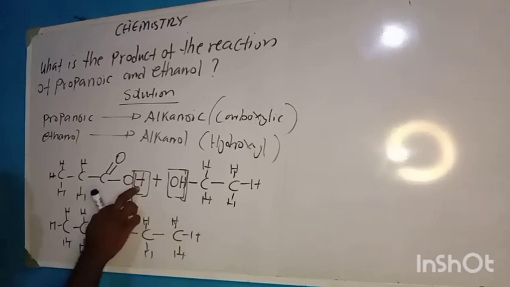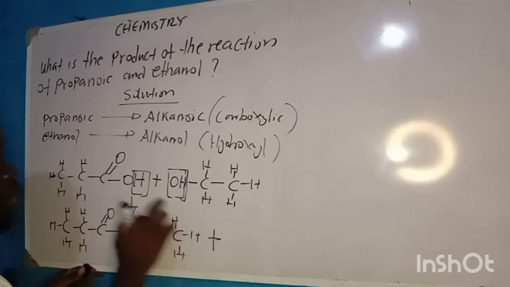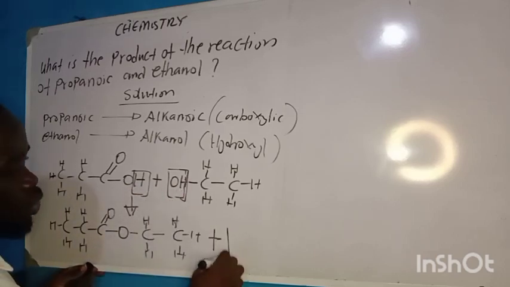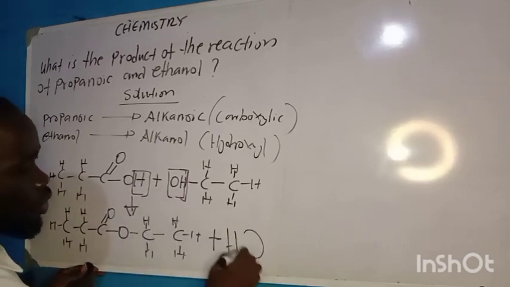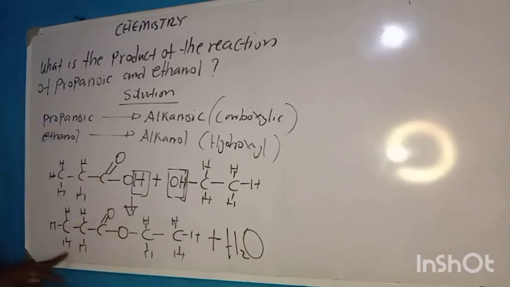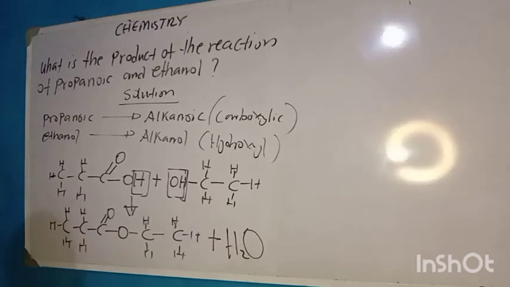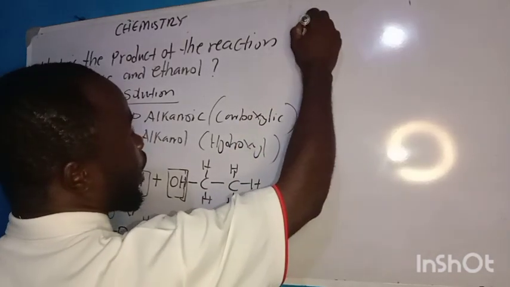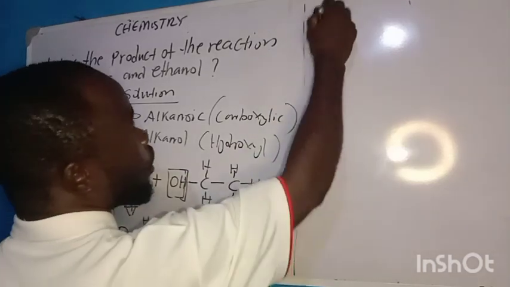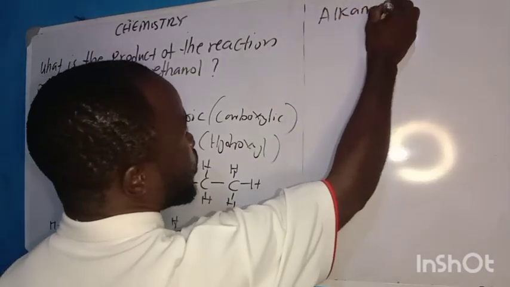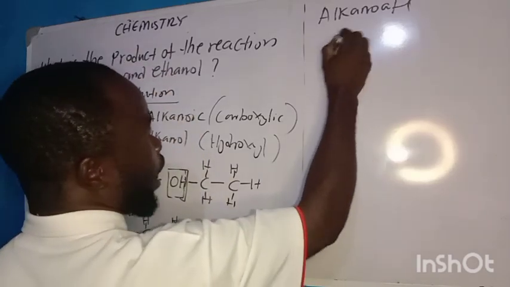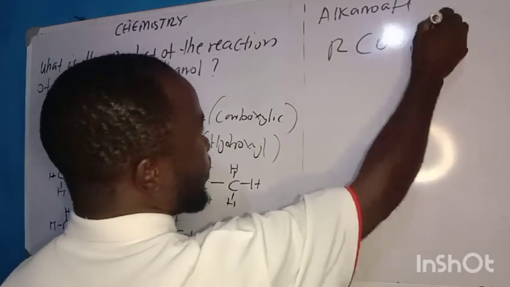So what will happen between the hydrogen and the hydroxyl? Hydrogen plus hydrogen will give us 2 hydrogens, and then the oxygen will give us water. So the product is going to be an alkanoate and water. And you know that alkanoates have a general functional group, which is R, COOR prime.